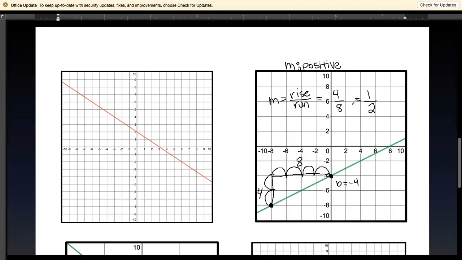Okay. So then my equation, y equals mx plus b, would be y equals 1/2 x minus 4, because the y-intercept is -4.